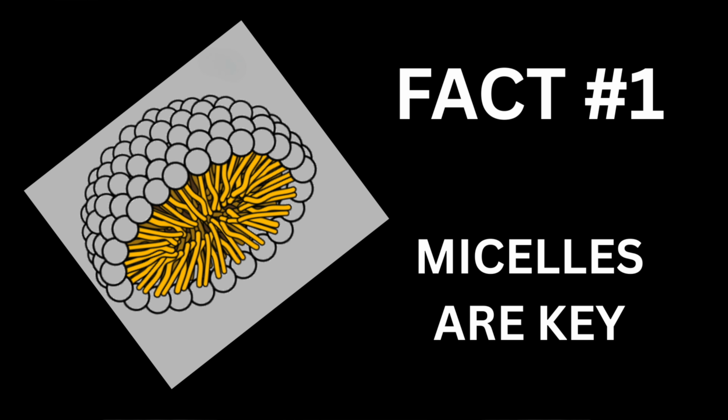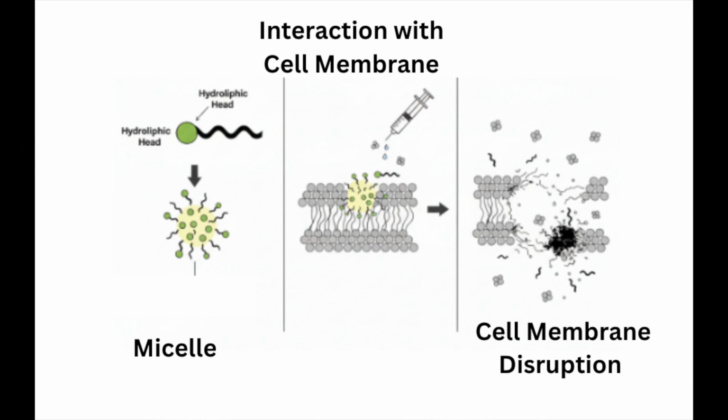Let's get started. Fact number 1. Micelles are the key to their action. Have you ever wondered how these detergents actually destroy a cell membrane? They don't just dissolve them, they have to first form a micelle.